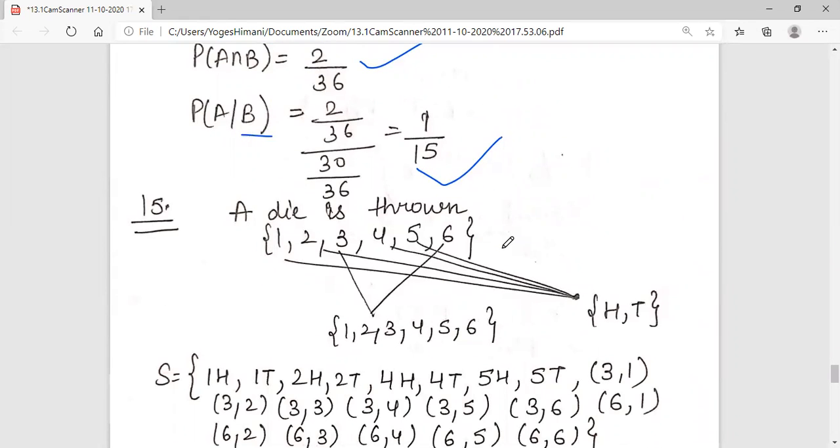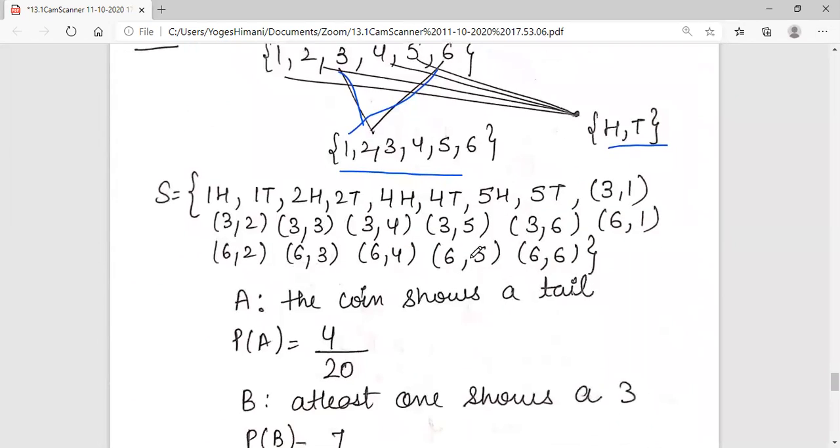Now last question of this exercise. Consider the experiment of throwing a die. If a multiple of 3 comes up, then we will toss a die again. If any other number comes, then we will toss a coin. Make a sample space. How many elements are there? Total 20. What is A? The coin shows a tail. How many elements are there? 1, 2, 3, 4. 4 are there. That's why 4 by 20.